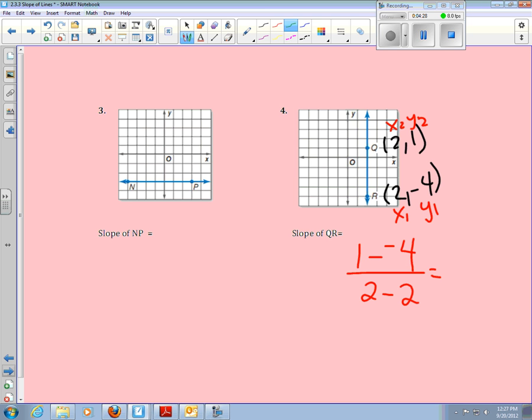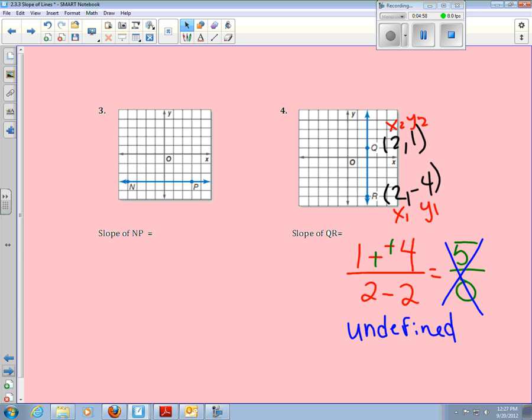Minus a negative changes into plus a positive, so we get 5 on the top. And on the bottom, 2 minus 2 gives us 0. Now think back, can I take a number and divide it by 0? If you try that on your calculator right now, it's going to tell you error, because we can't divide by 0. So if we ever do have 0 on the bottom, we call that undefined. It has an undefined slope.